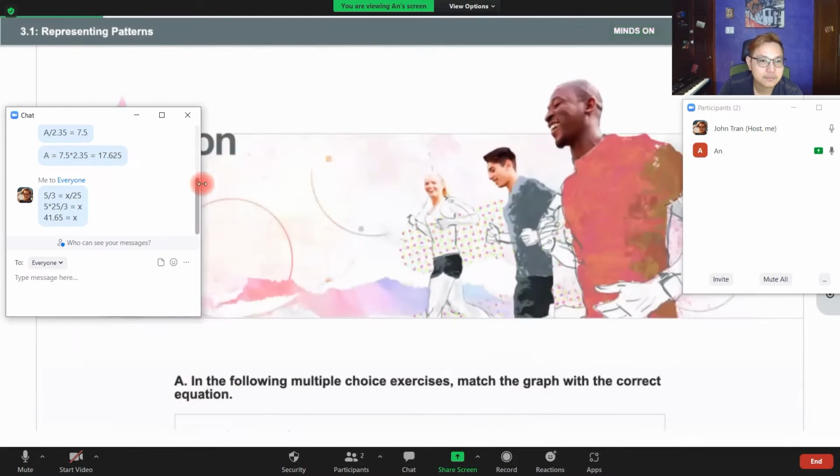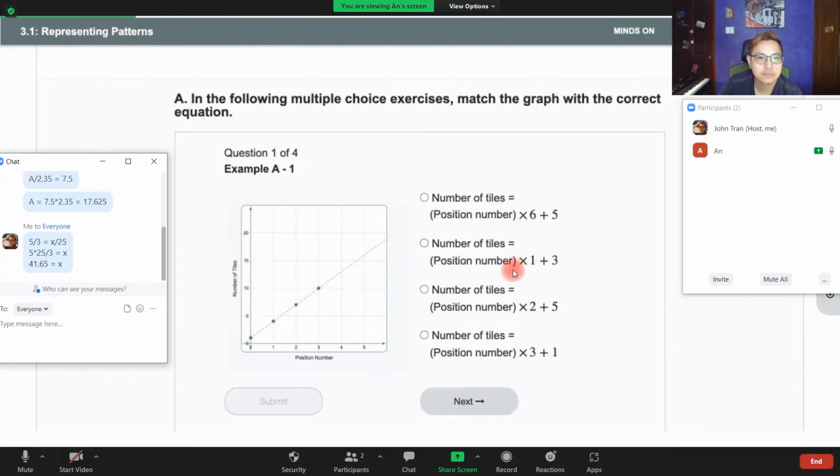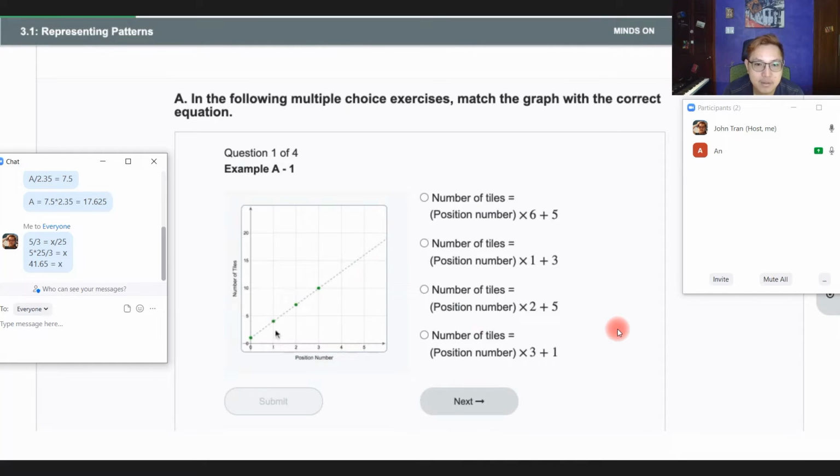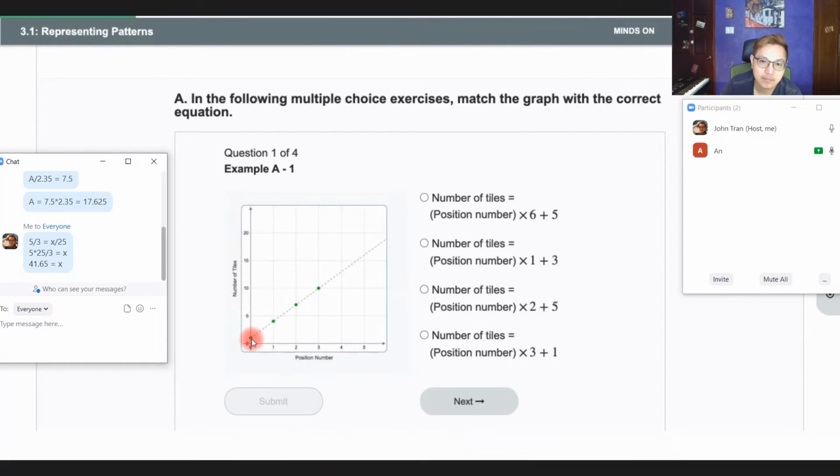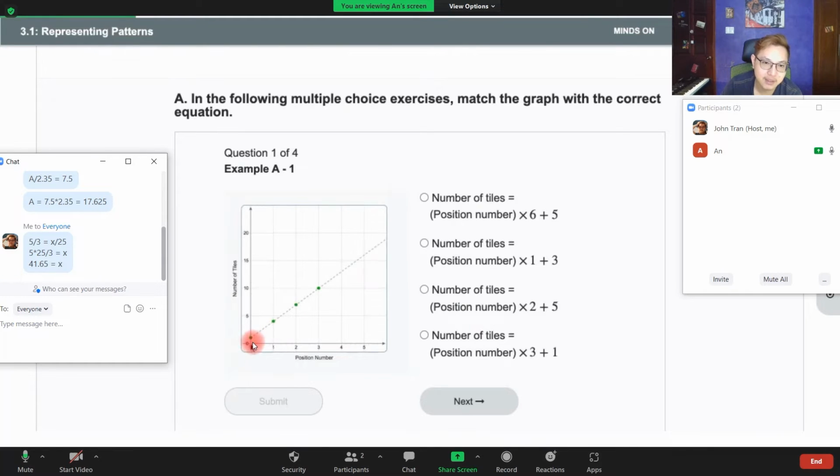So, in the following multiple choice exercise, match the graph with the correct equation. Do you know how to do this one? Yes. Just put in like 2 values to try it out, and you can see. So for each answer, you put in 2 random points that you can see on the graph. For example, I can say 0, 1. That's where you start on the graph, isn't it? Oh wait, I'm going too far now. So let's take a point. The first point you see on the graph, 0, 1, isn't it? It starts at position number 0, and the number of tiles is 1.